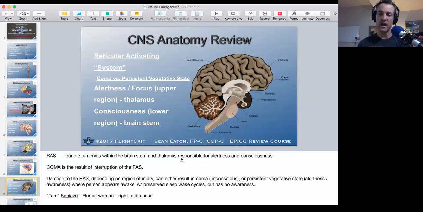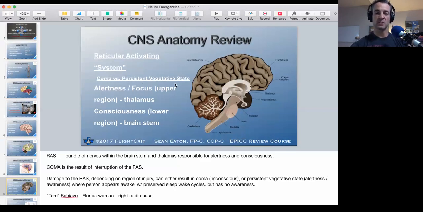Her breathing was intact. Her eyes were open. She had this sense of awakeness, but she was not aware or alert. And so that is a different region of the reticular activating system that is damaged.